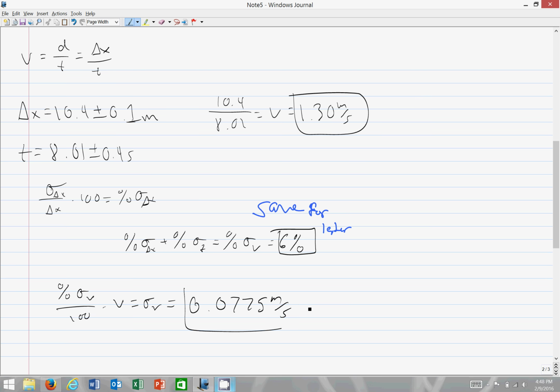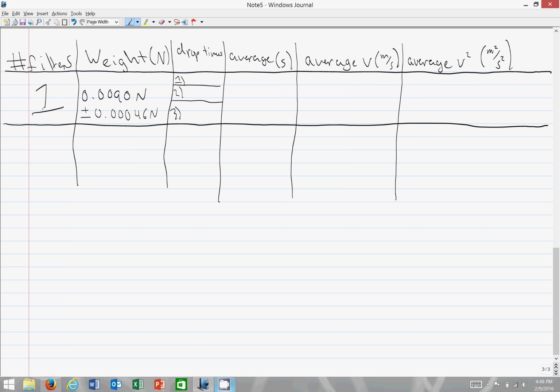Okay, so now let's fill out our table. Let's put this in our little table here. And I told you just a second ago that my time was 8.01 seconds plus or minus 0.4 seconds. And my average velocity, which I just calculated, is 1.30 meters per second plus or minus 0.0775 meters per second.